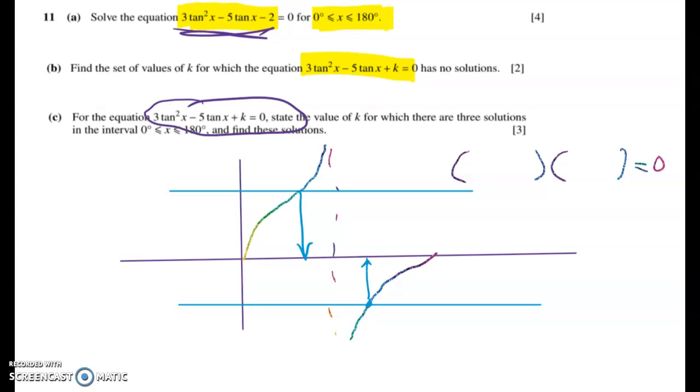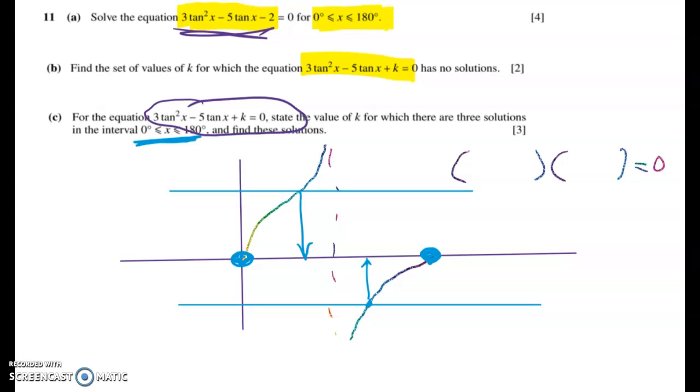So how can I possibly get 3 solutions? So I think this is a really nice question because it links up the ideas about quadratics, but also about how valuable a graph is to us. So I can get 3 solutions, but the only way that's going to happen is if one of them is giving me the 2 endpoints, because there are 2 places between 0 and 180 where tan of x is equal to 0. So that's the key to doing this question.